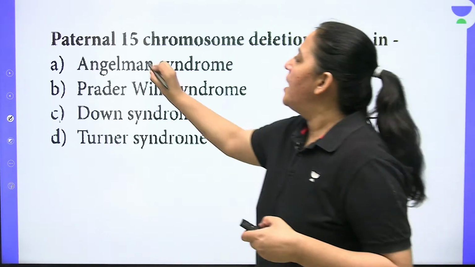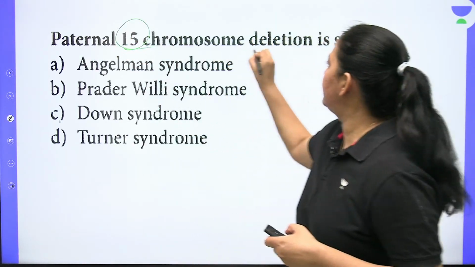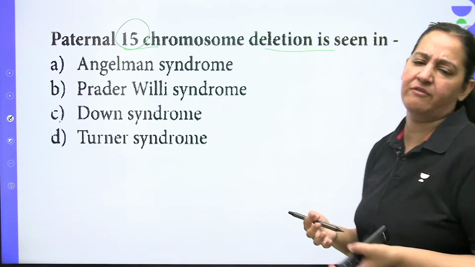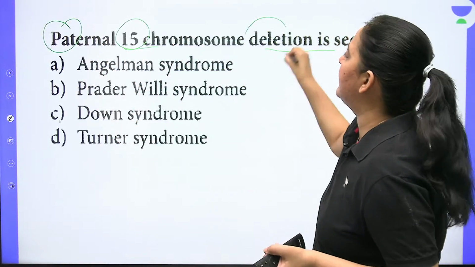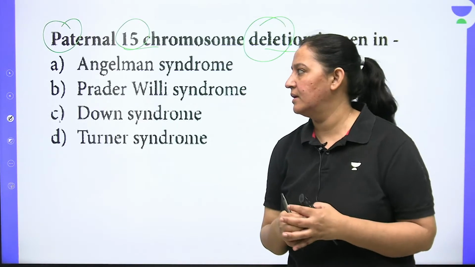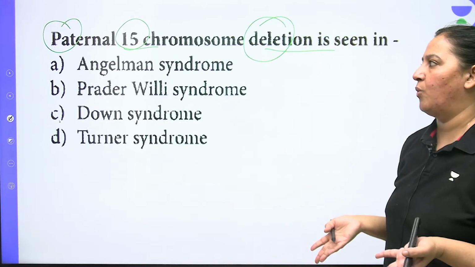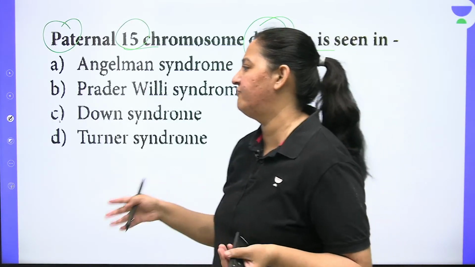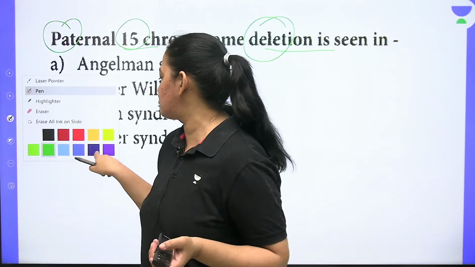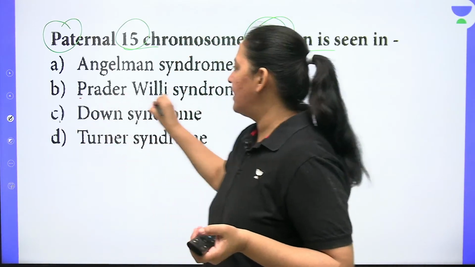Tell me the next question. Paternal chromosome 15 deletion occurs in. So it is a straightforward question. I'm asking paternal deletion. Paternal deletion occurs in. So everyone will be correct, I guess now. There is no confusion. Yes, Suman, simplified, Vipul, very good. So the correct answer is straightforward. The answer is Prader-Willi.